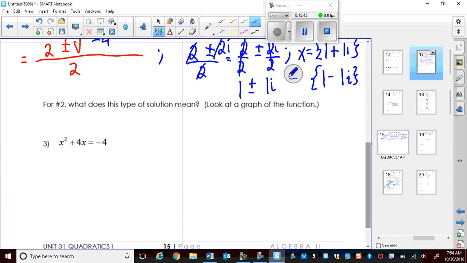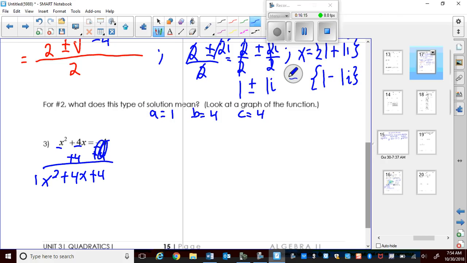So for the last one, I do want you to do it on your own, but first you have to make sure it's in standard form. All terms are on one side and they're in order, and they are not. So we're going to add 4 to both sides, and I come up with x squared plus 4x plus 4. Okay? Now we have a being 1. There's a 1 in front of the x squared. B equals 4. C equals 4. Actually, I'll do this with you.